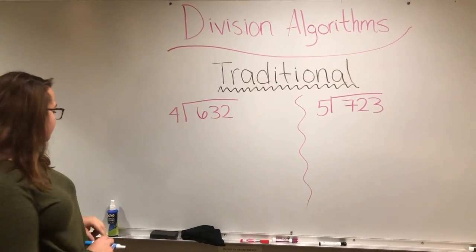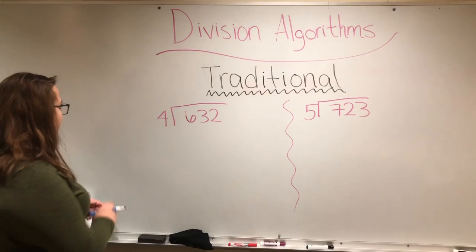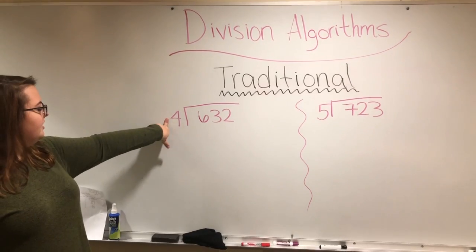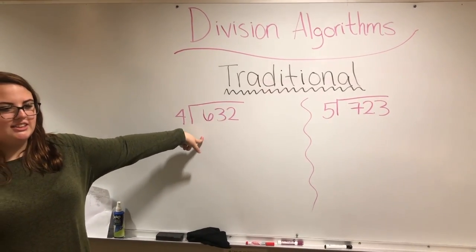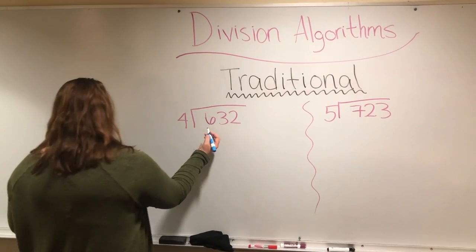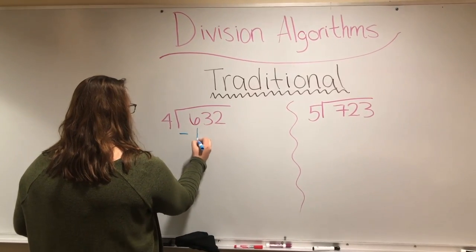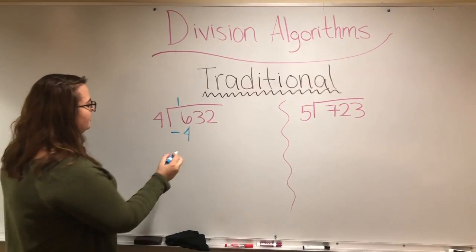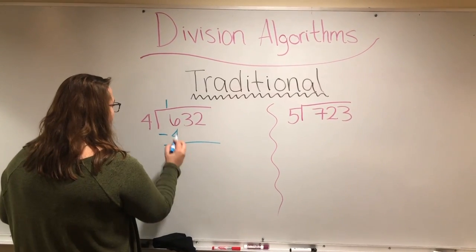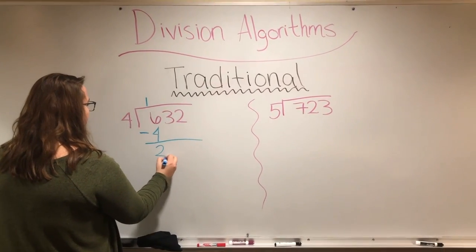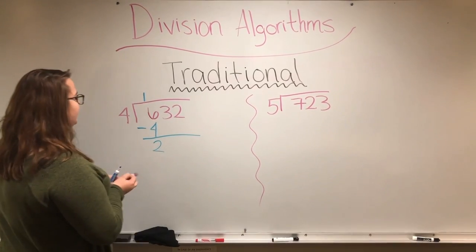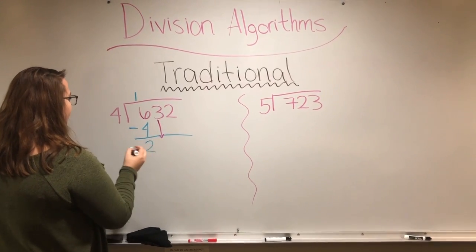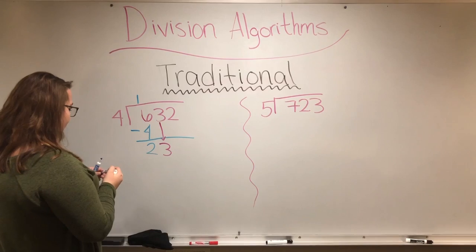So when you start with the traditional algorithm, you want to think you're starting in the hundreds place. So how many times do I think 4 can go into 6? Well, I know that 4 can go into 6 one time. So we're going to write subtract 4. We're going to take our 1 up here because 4 went into 6 only one time. And we know that 6 minus 4 equals 2. So after this, we still need this 3, or 30 technically, because it's in the tens place. So we'll carry that 3 down, and we have 23.